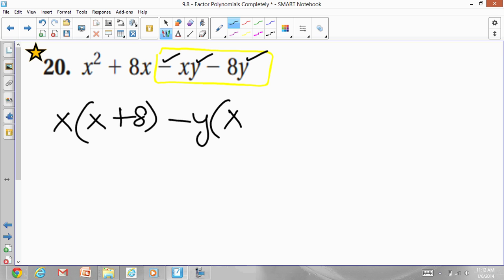So x needs to go inside the parenthesis for the first one. And minus, you already have taken care of the minus sign. So now it becomes a plus. And 8 goes inside. So now coming to the second step.